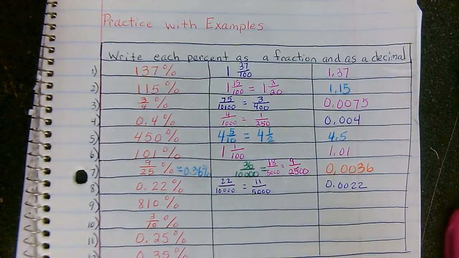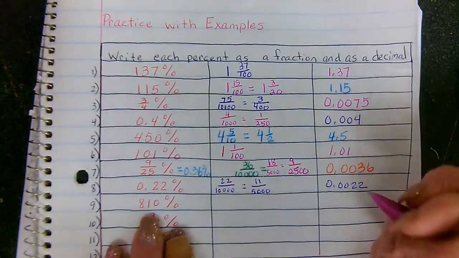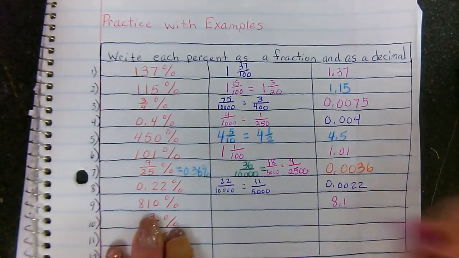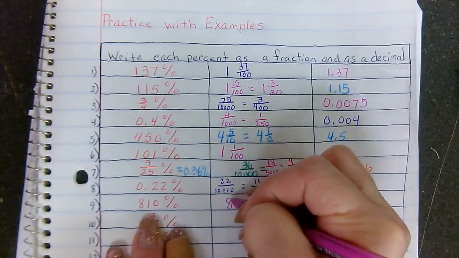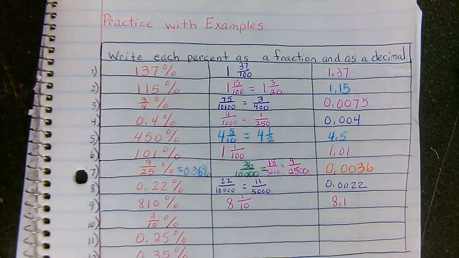Now the next one, if you move the decimal to the left 2, we have 810%, which becomes 8.1 as a decimal, or as a whole number 8 and 1 over the place value of 10. So it's 8 1/10.